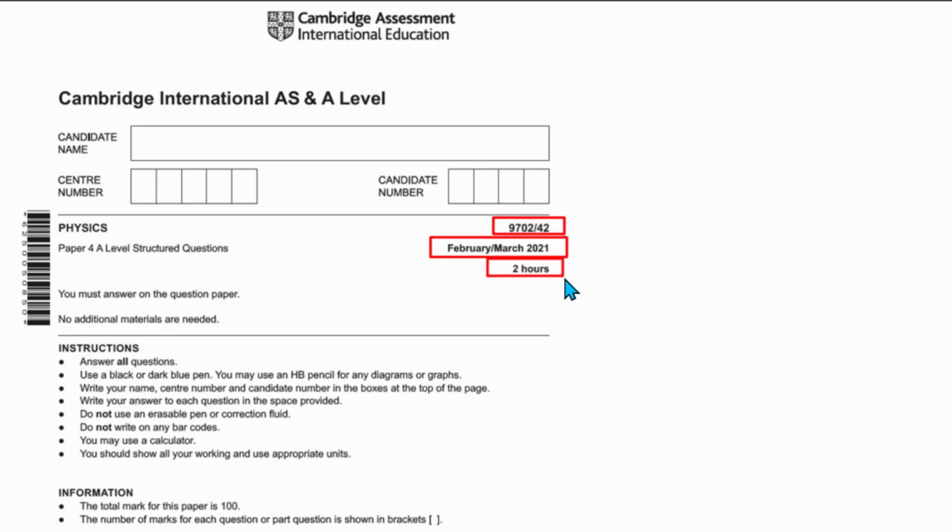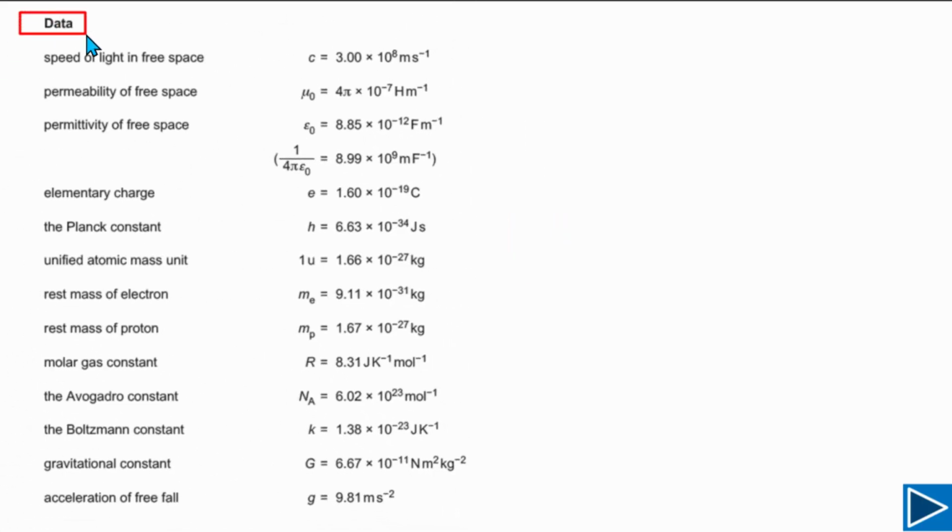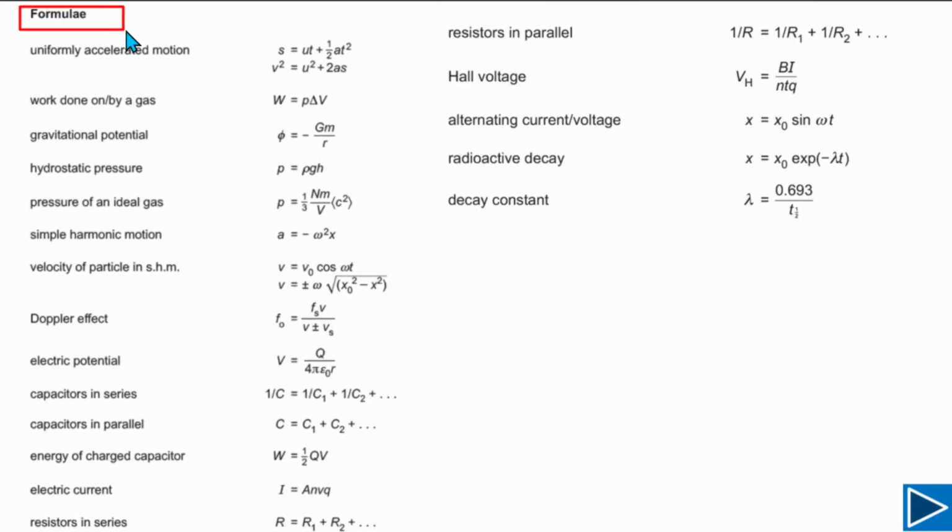The time for this exam is 2 hours and you need to answer all questions in this paper, and the total mark for this paper is 100. On the second page of your exam paper, you can find values of some common constants. In paper 4, you will need some of them to do some calculations. So if you need the value of any constant, you can come back to page 2 and find it. On the third page of the exam paper, some important formulae are also given.